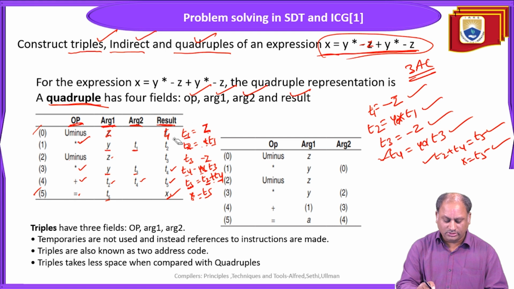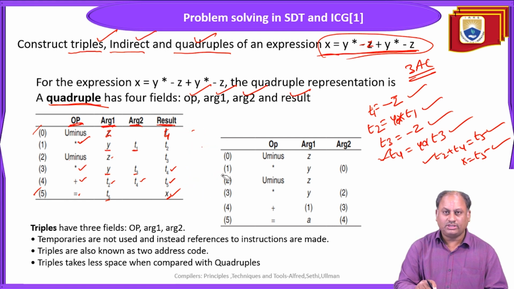Whereas this is the triple representation. The triple representation has 3 fields: operator, argument 1, argument 2. But what is the difference between quadruple and triple? Here in triples we are not using T1, T2, T3. They are excluded; T1, T2 are not to be used.